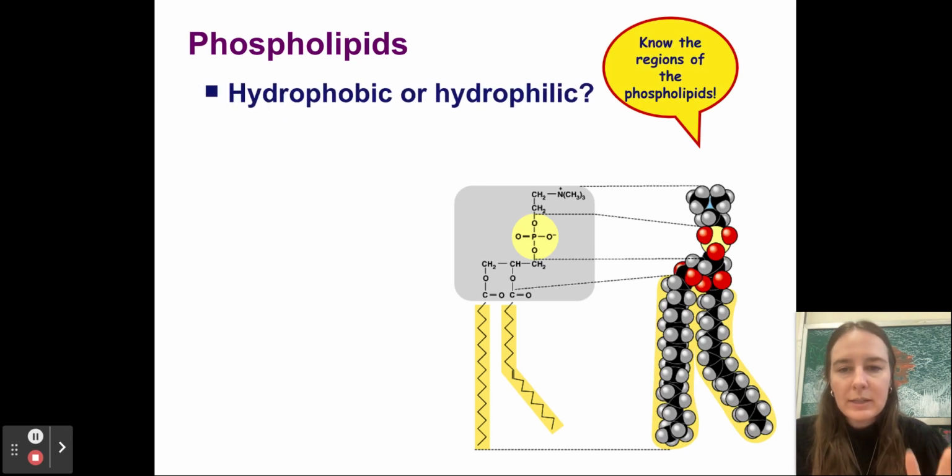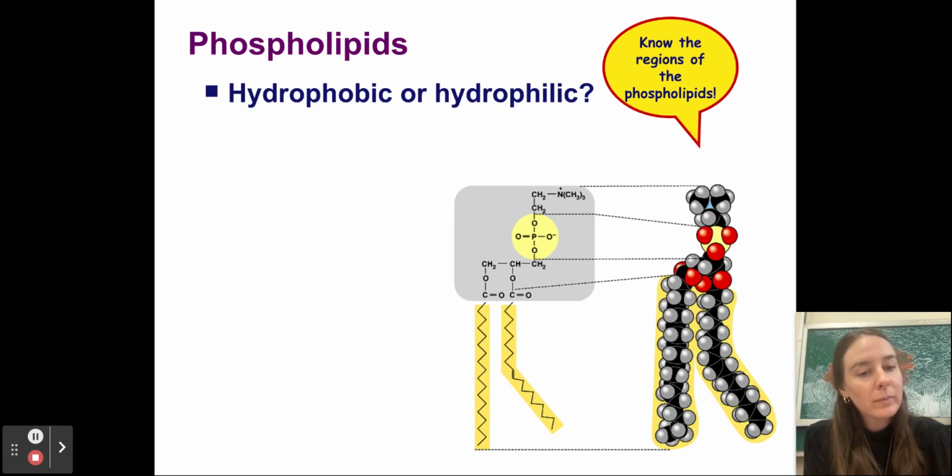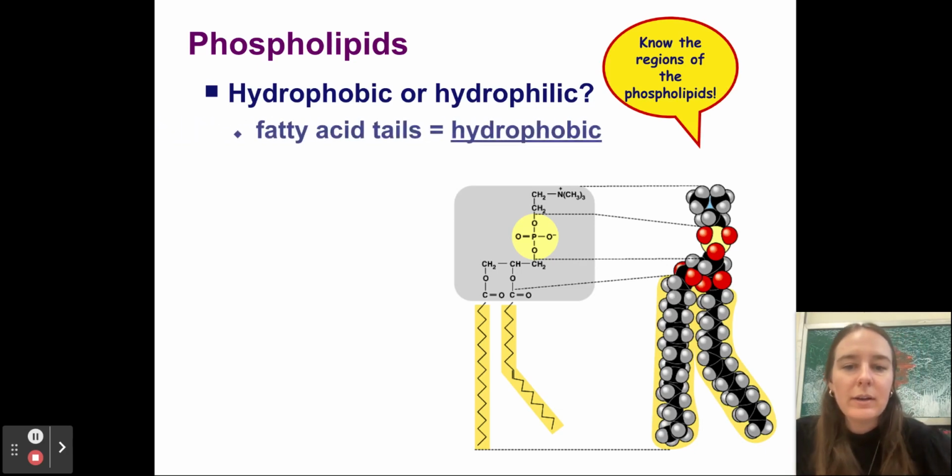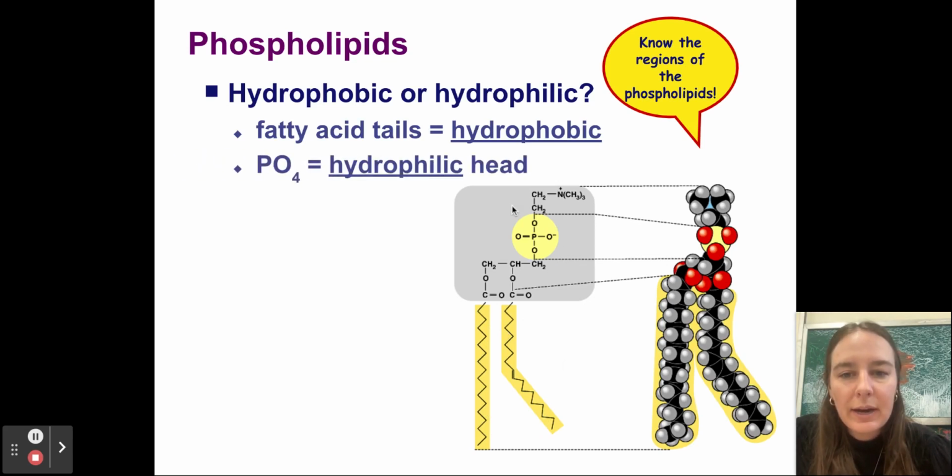Okay, so let's think about this molecule. Is it hydrophobic or is it hydrophilic? Is it a polar molecule or is it a nonpolar molecule? Well, if we look at the fatty acid tails down here, it's just a bunch of hydrocarbons. This end of the molecule is hydrophobic because the charge is spread neutrally. But if we look at the head up here, the phosphate group on top, the PO4, this piece is hydrophilic. It likes water.